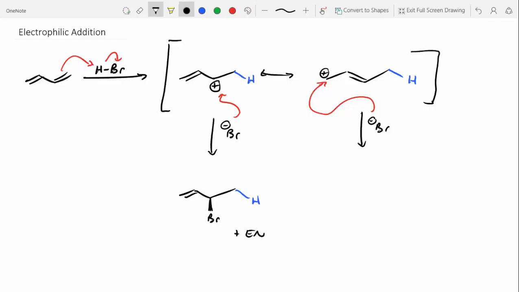This one could have the bromine attack off of that less substituted carbon. And I'll draw in our blue proton. So technically there's actually three different products. You've got two stereoisomers and another constitutional isomer out of this. The question is, which one's more likely?